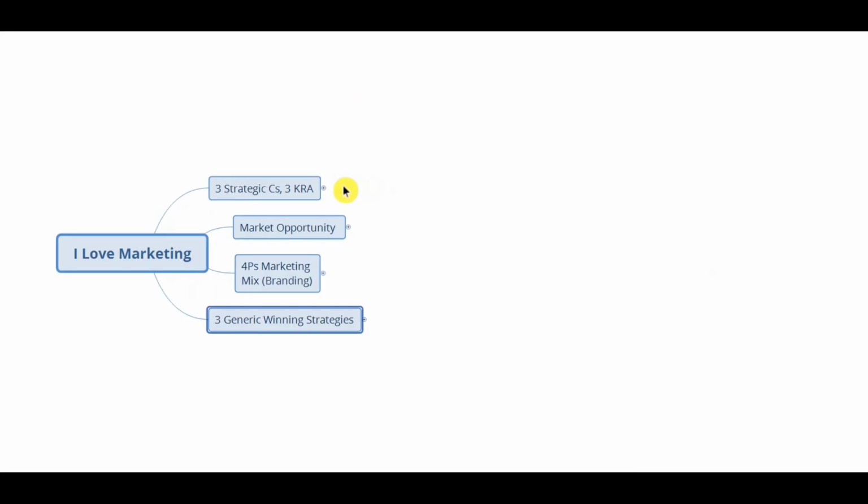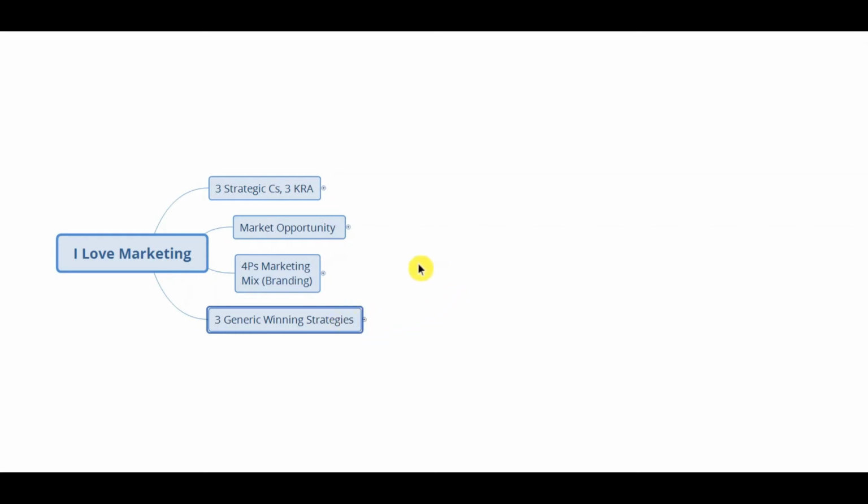Okay, so to me, there are 4 key concepts, 4 major topics to that. The first one is the 3 strategic C's, 3 KRAs. KRA is key result areas. The second one is market opportunity. The third is four-piece marketing mix or branding. And the fourth one are the three generic winning strategies.